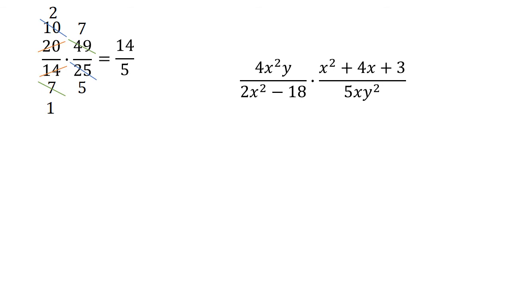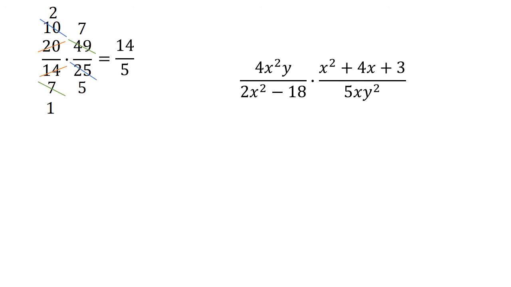So let's say I'm looking at these. And what I first want to do is figure out what are all the factors. Now, if you look at 4x squared y, those are already multiplying. So those are already factors. Same thing with 5x y squared. The problem is with the 2x squared minus 18 and the x squared plus 4x plus 3. Those are adding and subtracting. Those are not factors. I have to get it into a multiplication. So I need to do some factoring.